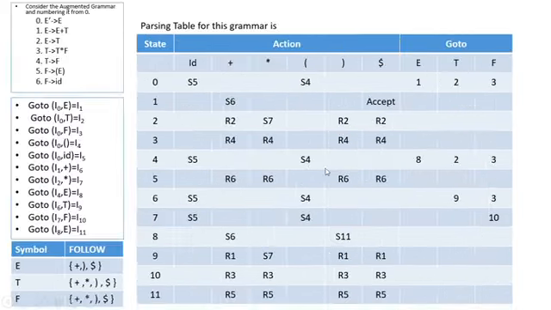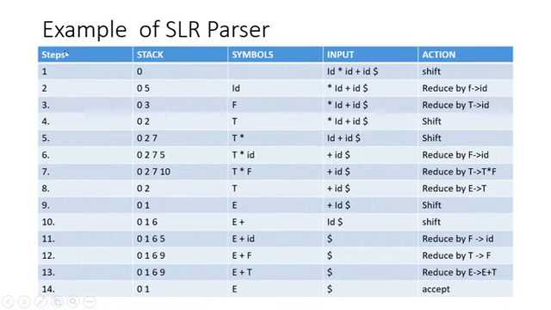Again 10 with plus. What is 10 with plus? 10 with plus is reduce 3. Reduce 3: T derives T into F. So you notice very importantly here, T into F. How many symbols are there? 3. So what we have to do is we have to remove 3 things from the stack: 10, 7 and 2, exposing 0.